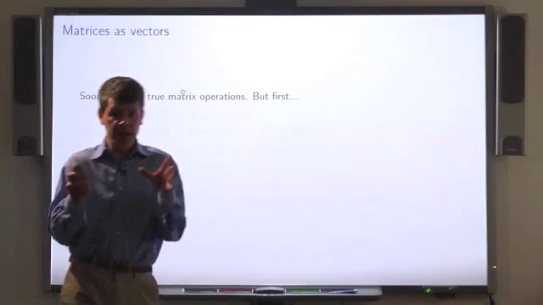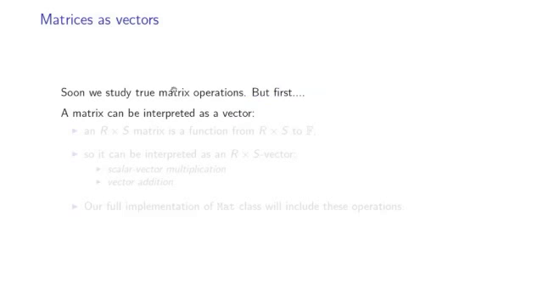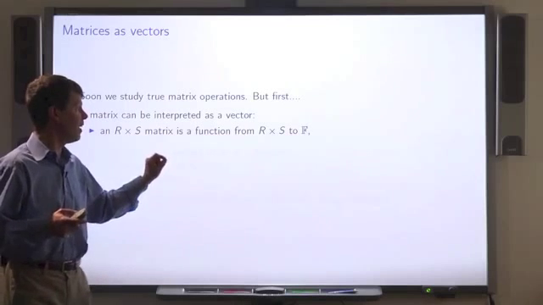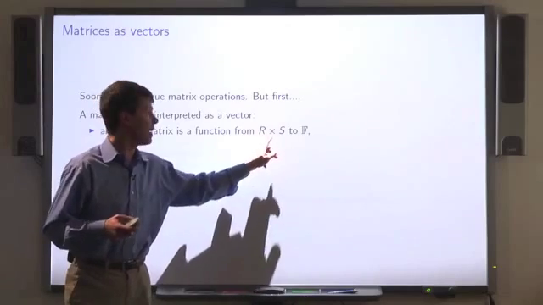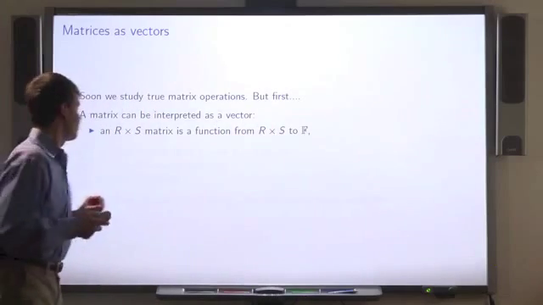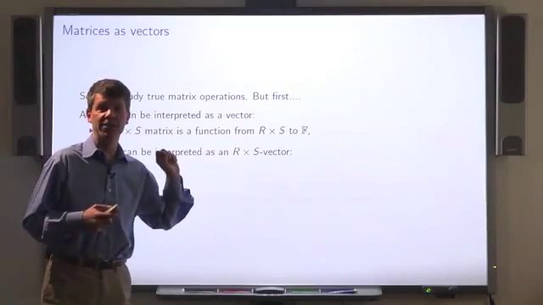Pretty soon we'll explore the operations on matrices, but first let's note that a matrix can be interpreted as a vector. After all, an R by S matrix is just a function from the Cartesian product R cross S to the field F. So it can be interpreted as an R cross S vector.